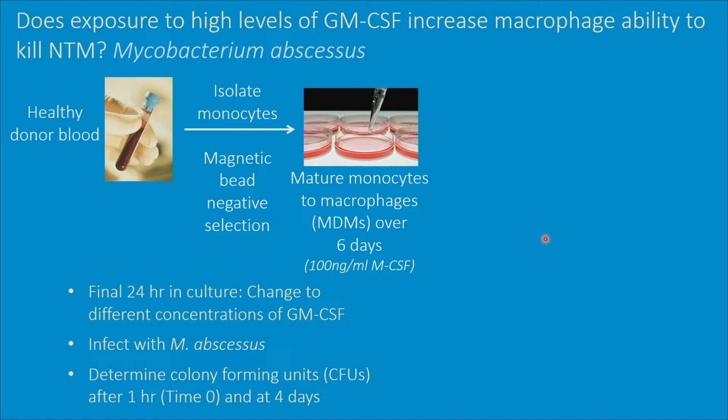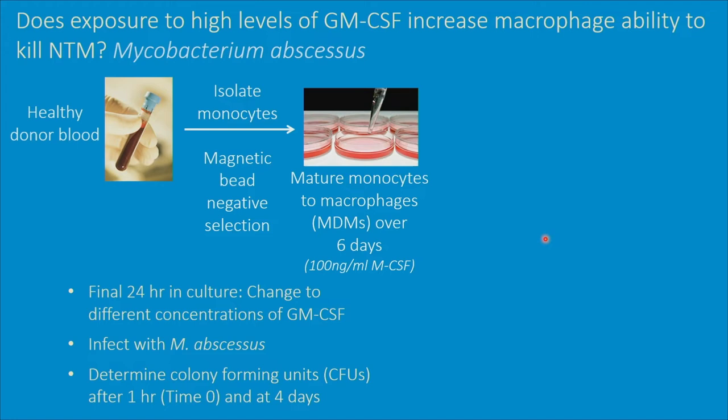Some cells got no GM-CSF, some got 5 picograms per mil, which is what's approximated in plasma, some got 500 picograms per mil, which is what's estimated to be in the alveoli, and some got 50 nanograms per mil, which is a sledgehammer, but it's what's often used when people do in vitro experiments. 24 hours later, we infected the macrophages with Mycobacterium abscessus, and then we determined colony-forming units at 1 hour, which I'm calling time zero, and at 4 days later. And what I'm going to show you is the proportion of bacteria that remained after 4 days.